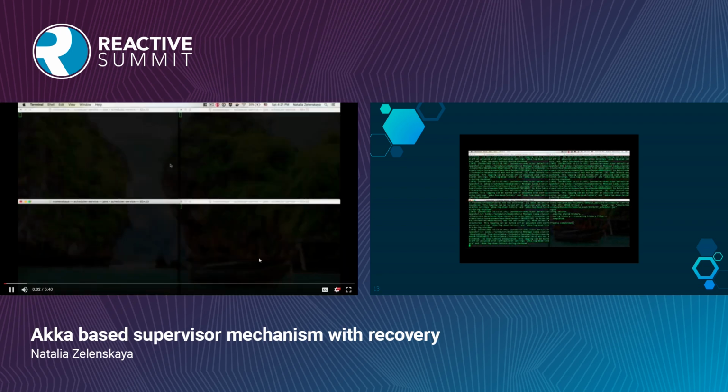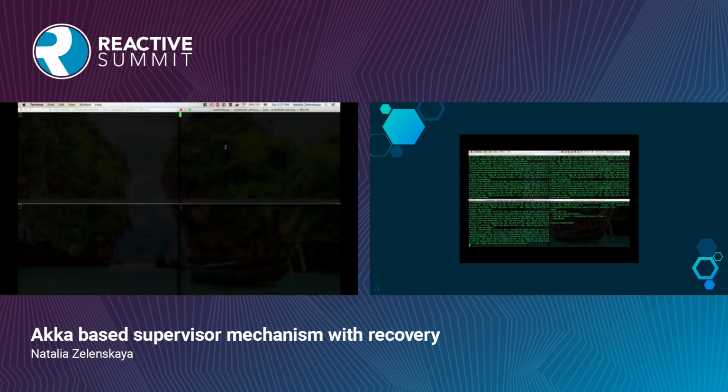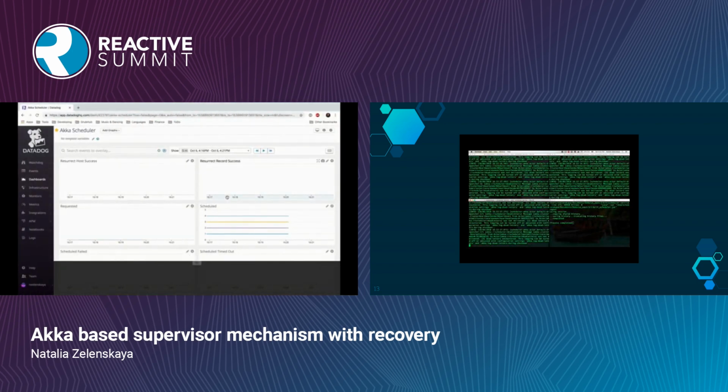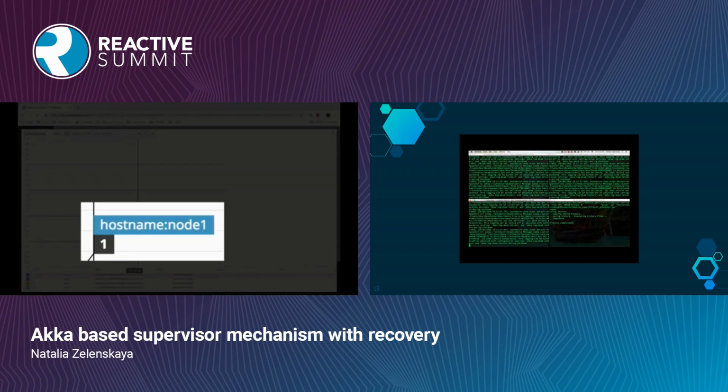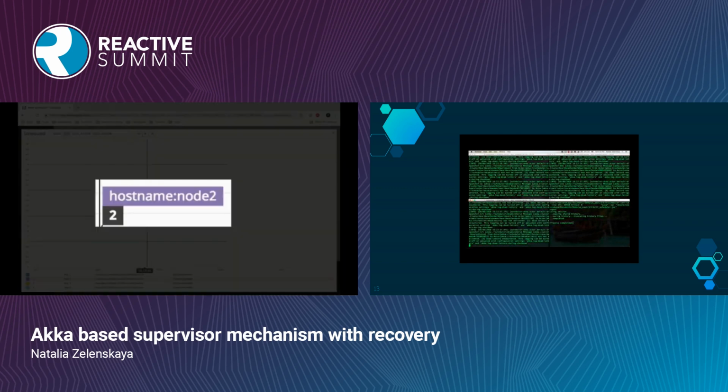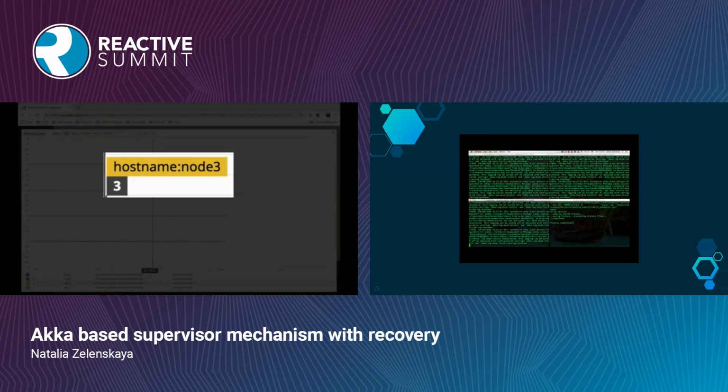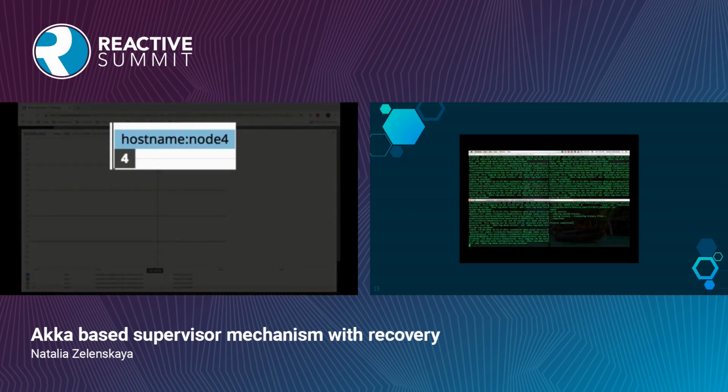So these are 4 terminals from top left, representing node number 1, 2, 3, and 4. They already have some stateful Akka actors simulating our orders. And we're going to take a look at the dashboard, and we will see how many instances they have. So I'm zooming out, and we'll see that node number 1 has 1 stateful actor. Node number 2 has 2. 3 has 3, and 4 has 4, for simplicity.